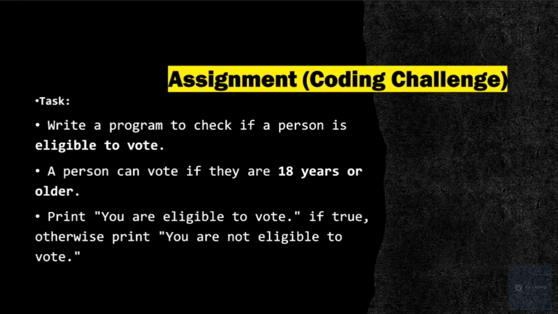So you have an assignment for this coding challenge. Write a program to check if a person is eligible to vote. A person can vote if they are 18 years or older. So you will assign a variable which is equal to the age, and the age should be 18 or over, and you will have to print you are eligible to vote if it's true, otherwise print you are not eligible to vote.